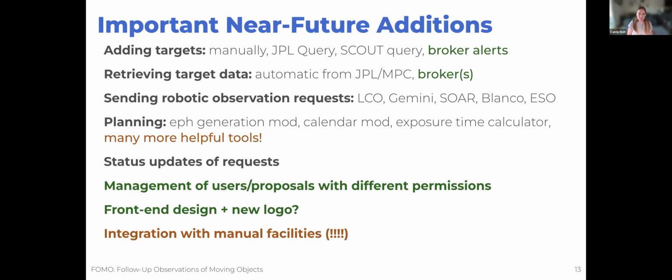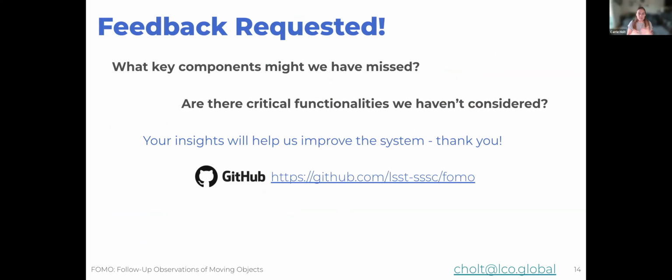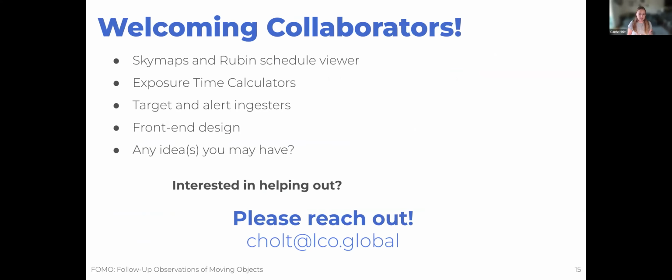And it's really important to note that in the new feature additions, not just for the minimum product, we plan to have many, many more helpful tools for planning observations. And we also feel strongly about making sure we have proper integration with manual facilities, especially with the amount of in-kind contributions of telescope time for follow-up. So we definitely are planning on doing that. So we're taking any feedback. If you think we've missed something or we haven't considered something, just please let us know. And we're also welcoming collaborators. So anything you think you could contribute, you think might be good for the system, again, just please reach out. Awesome. And with that, I'll take any questions.